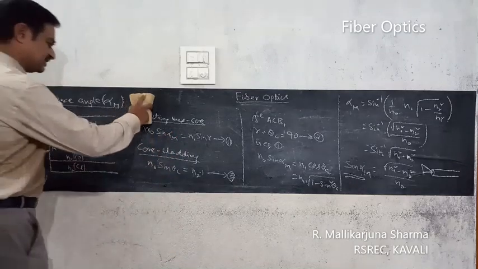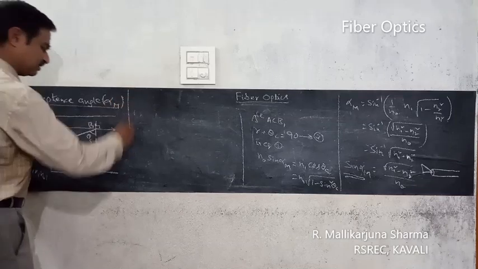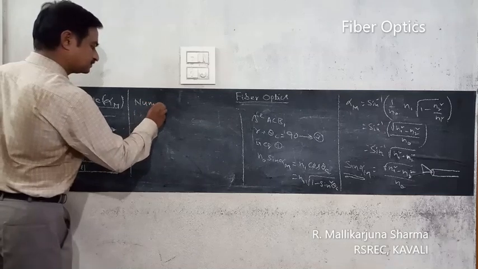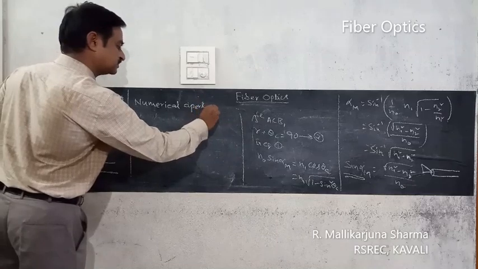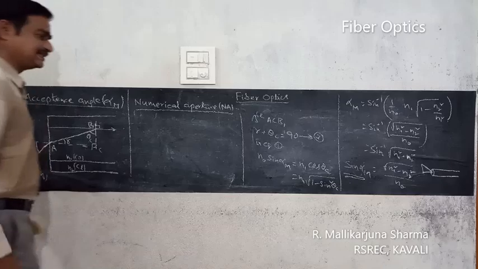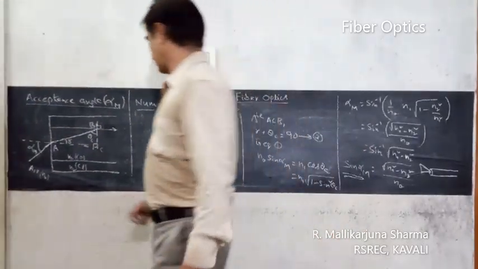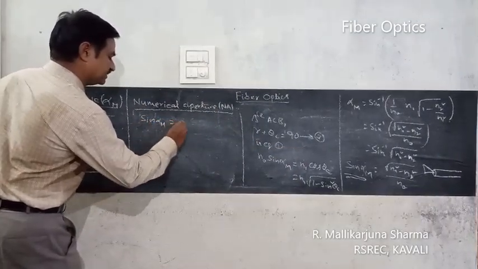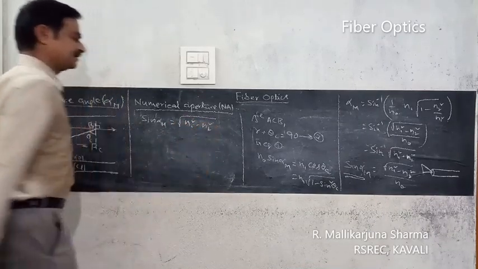We have two quantities, acceptance angle and numerical aperture. Numerical aperture is defined as the light gathering capacity or ability of an optical fiber. It is given by sin alpha, which is equal to root of n1 square minus n2 square.